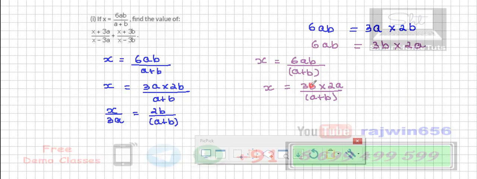Now I'm going to bring this 3B down over here. This is equal to, 3B has gone down here. So 2A is remaining. Denominator is remaining unchanged, A plus B. Now for this part again I'm going to do componendo and dividendo. So I'm going to get X plus 3B upon X minus 3B, which is this part.